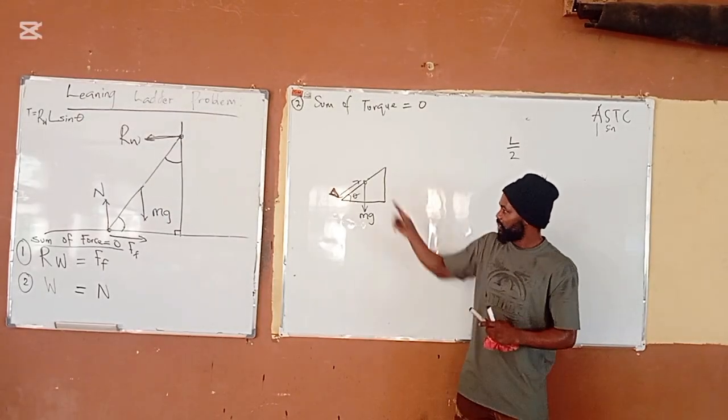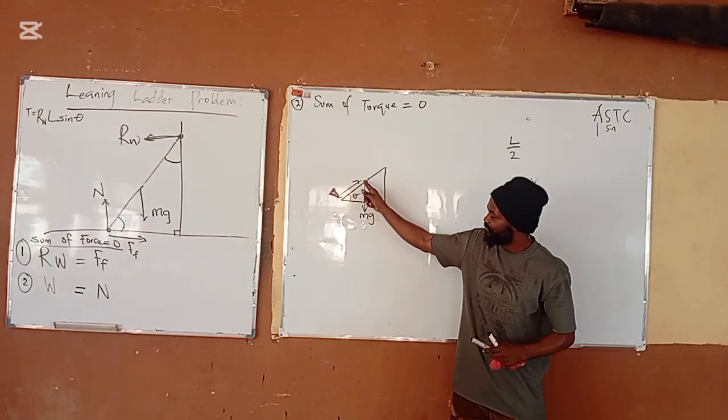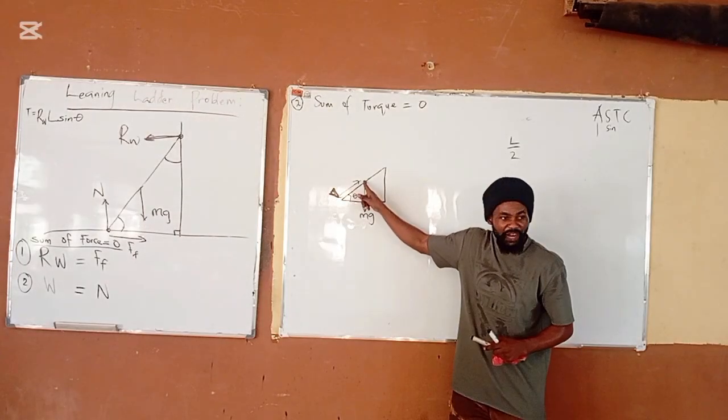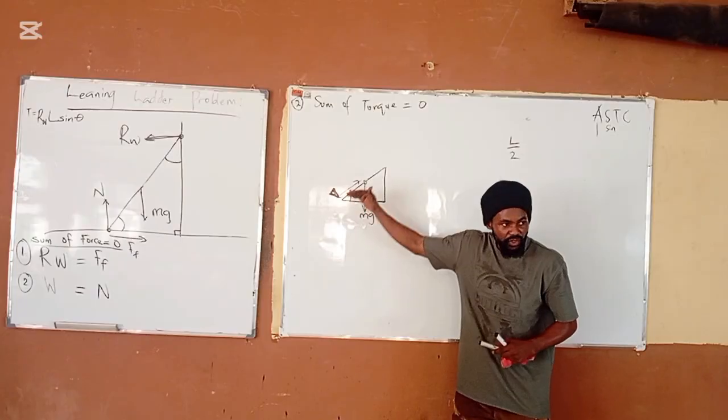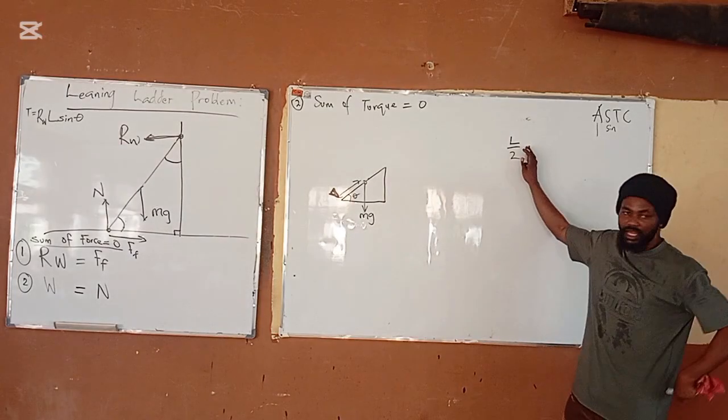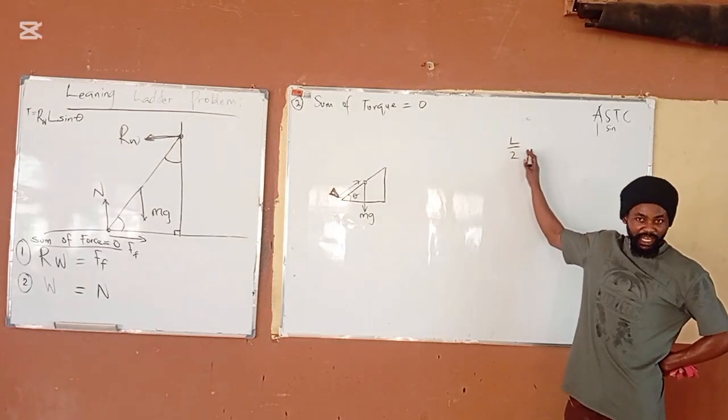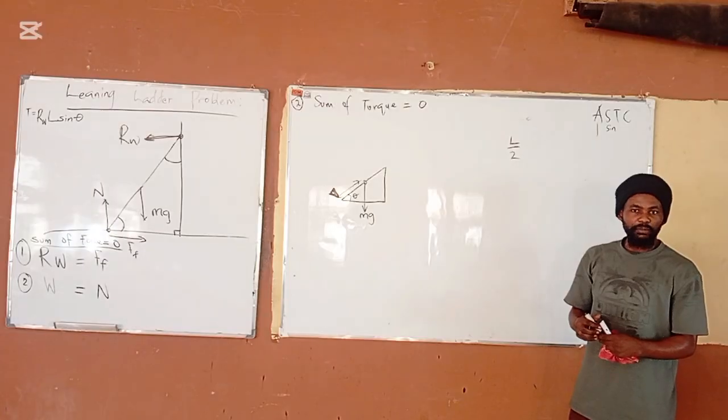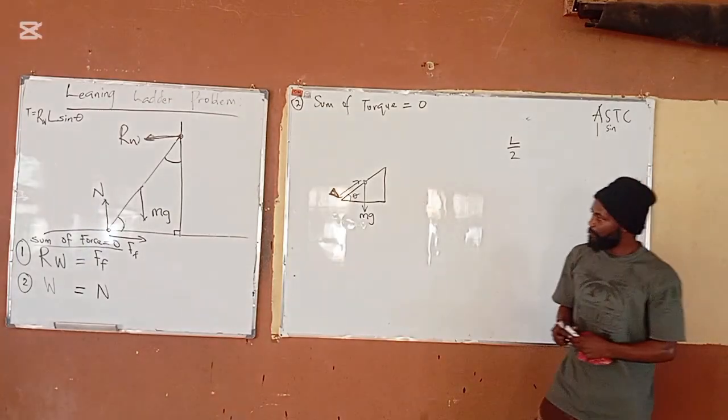What I'm saying is that this ladder itself, the weight acts at the center. So you are considering the weight, the length from half of it downwards. So if that be the case, I'm having L over 2. And if I'm having L over 2, the next thing I am going to be considering is simple.